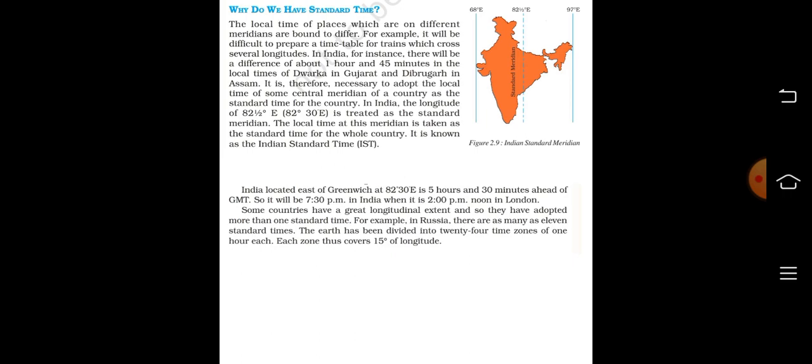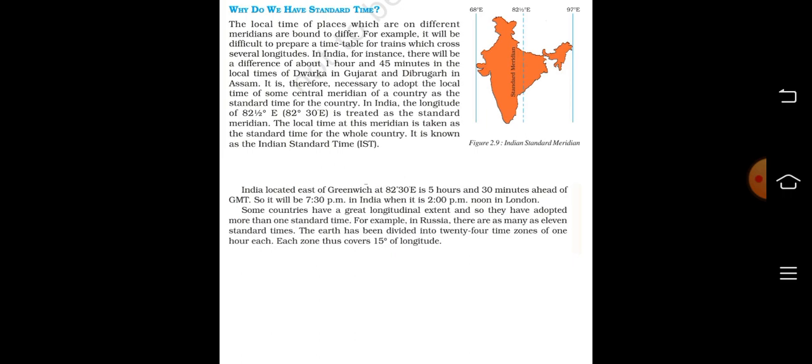It is therefore necessary to adopt the local time of some central meridian of a country as the standard time for the country. In India, the longitude of 82.5 degree east is treated as the standard meridian. The local time at this meridian is taken as the standard time for the whole country. It is known as the Indian Standard Time.